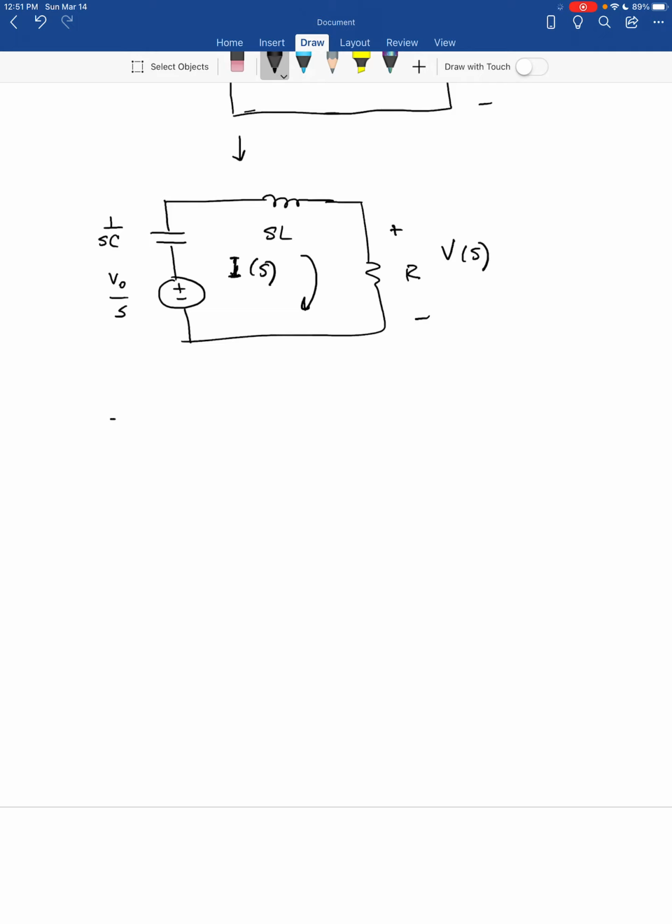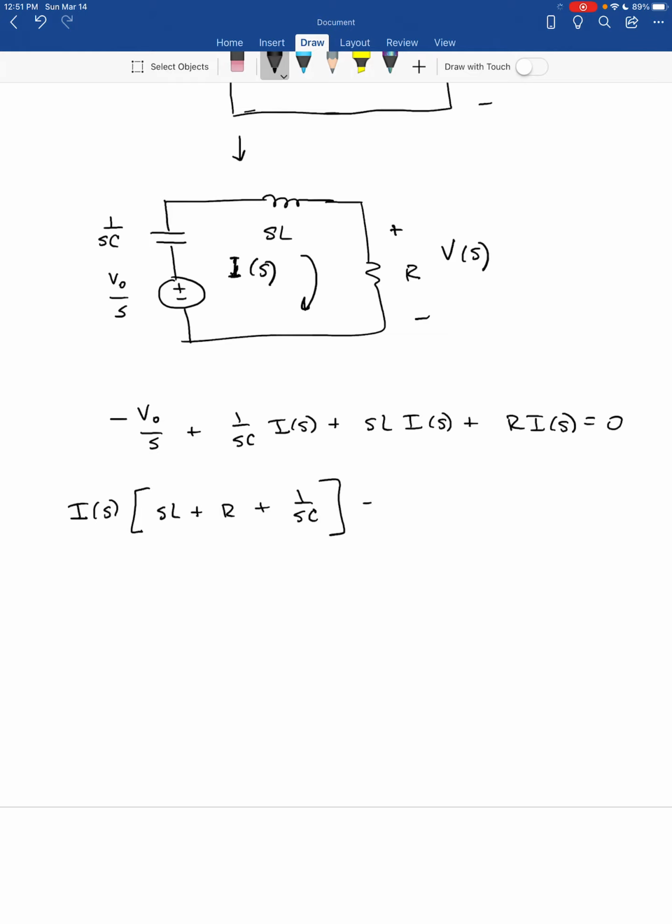So I can write a simple mesh equation: minus V naught over S plus 1 over SC times I of S plus SL I of S plus R I of S. And then doing some simplification, I of S times SL plus R plus 1 over SC is V naught over S.